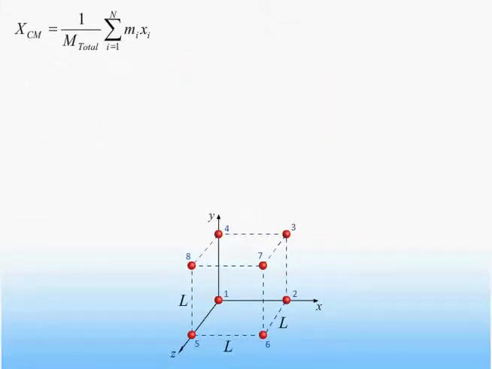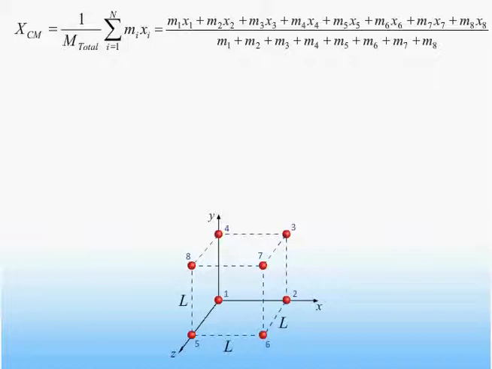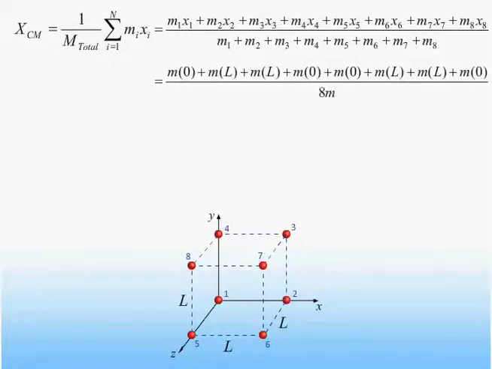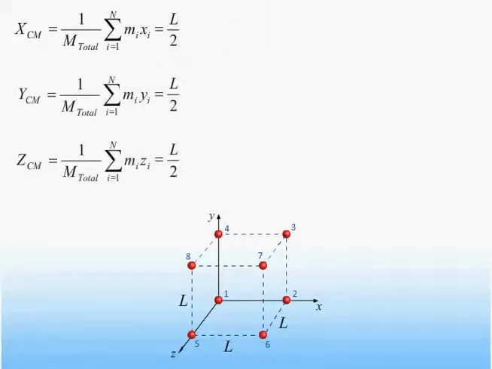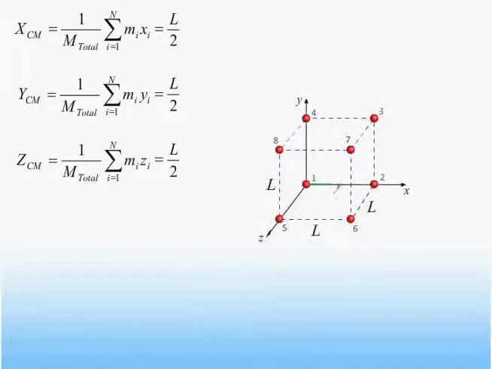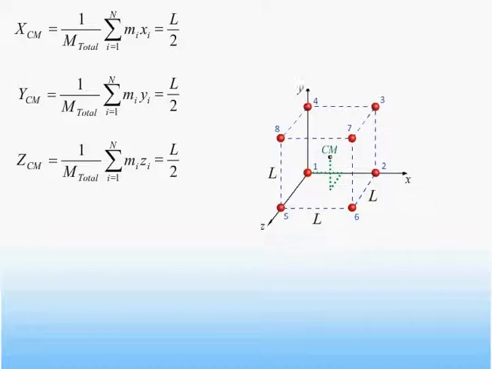To find the x-coordinate of the center of mass, we need to sum the x-coordinates of each of the 8 particles weighted by the ratio of the mass of each particle to the total mass of the system. In this example, the particles all have the same mass, and their x-coordinates are either 0 or L, so that the sum is easy to evaluate, and we find that the x-coordinate of the center of mass is just equal to 1/2 L. We will get the same results for both the y and z coordinates, so that we see that the center of mass is at the center of the box as expected.